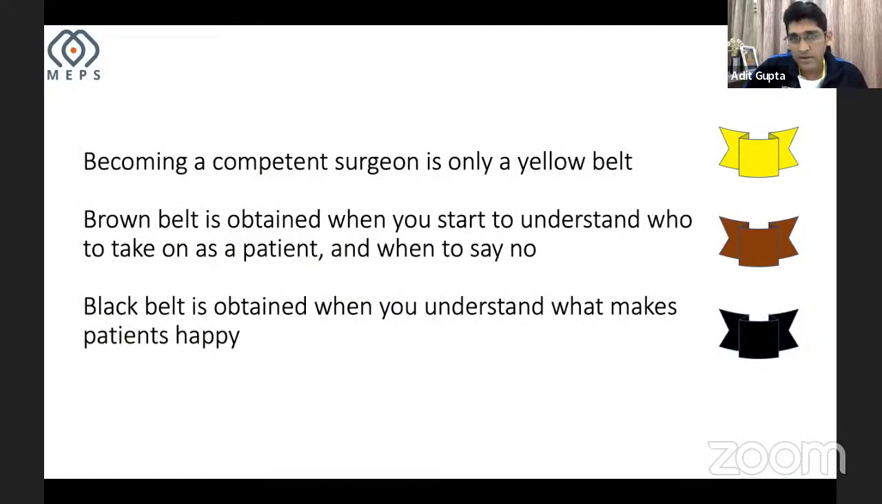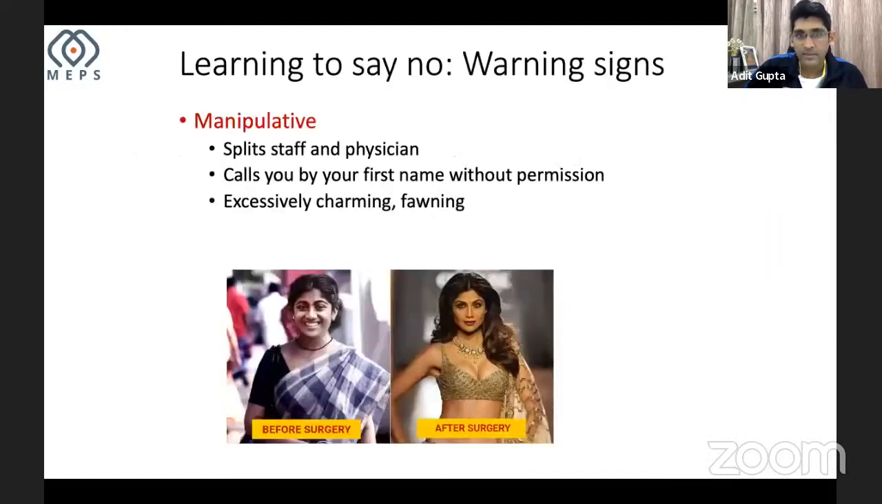Now, becoming a competent aesthetic physician or surgeon is a yellow belt if you relate it to karate. But when you start understanding who to take on as a patient and when to say no, you achieve the brown belt. But a black belt is only achieved when, for the patients whom you have said yes to, you understand what makes them happy. Now, screening out a filler patient is how you want to say no. There are certain warning signs which you see.